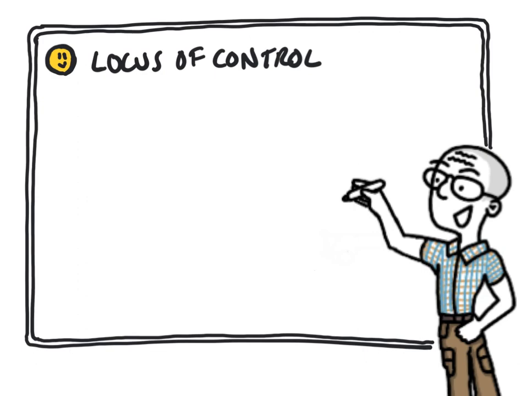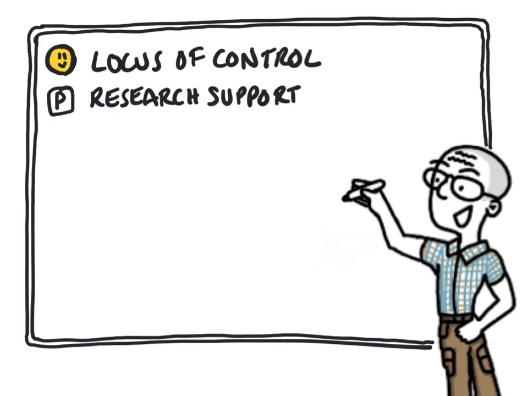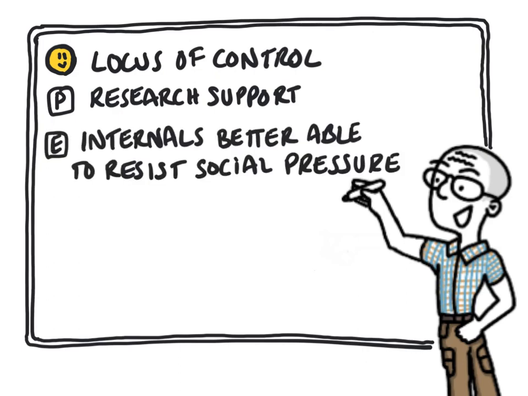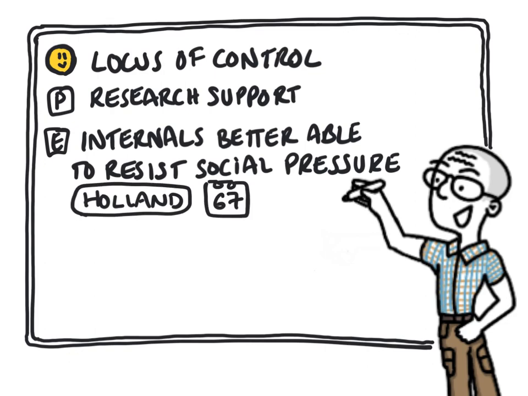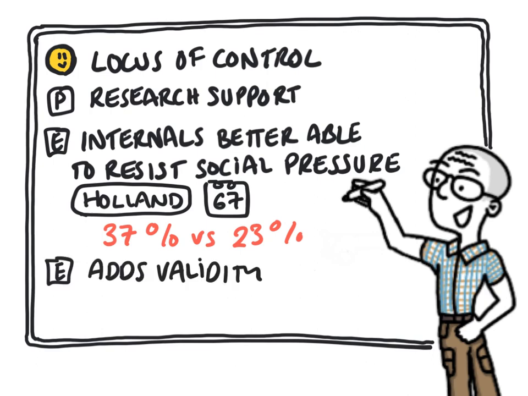One strength of locus of control as a dispositional explanation of the ability to resist social pressure is there is research evidence to support it. This evidence suggests that internals are better able to resist the pressure of social influence. For example, Holland 1967 replicated the original Milgram study and then analysed the results considering the locus of control of the participants. The findings were that 37% of internals didn't continue to the highest shock, but only 23% of externals didn't continue. This adds validity to the idea that those with an internal locus of control are better able to resist the pressure to obey.